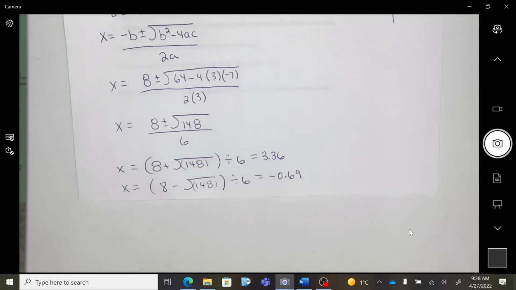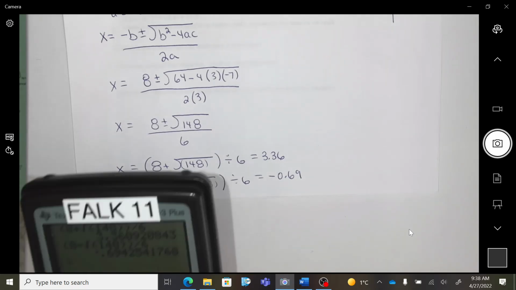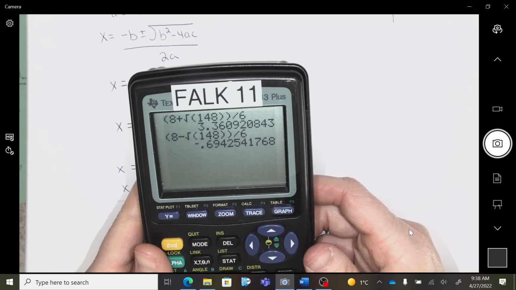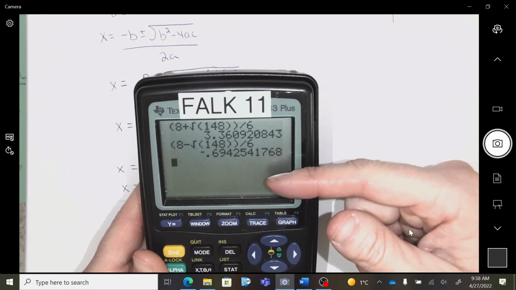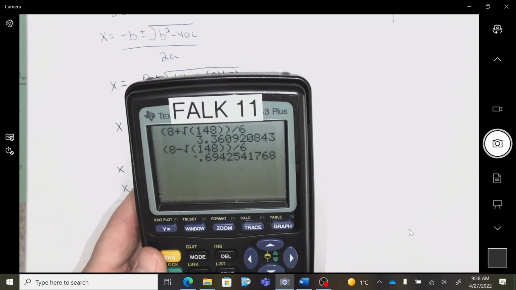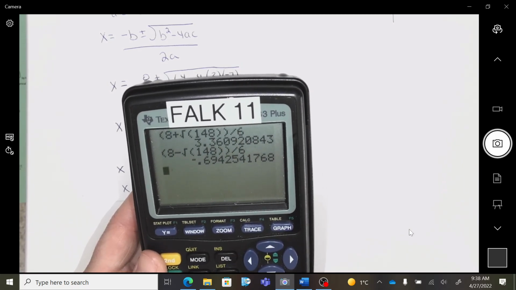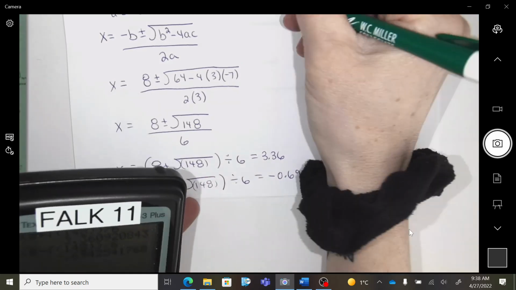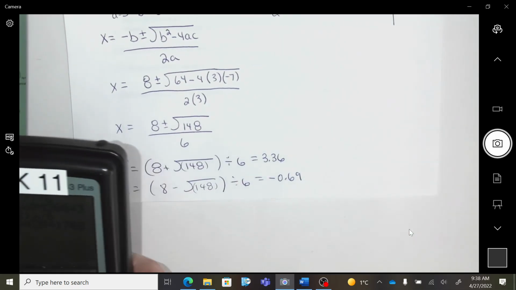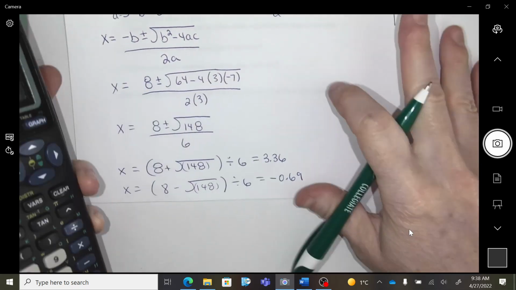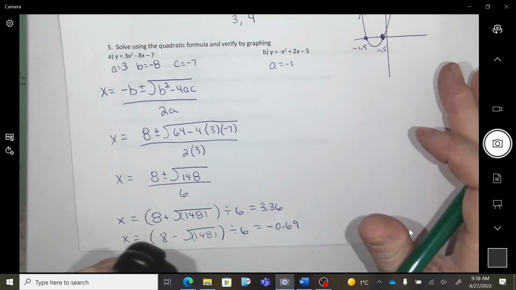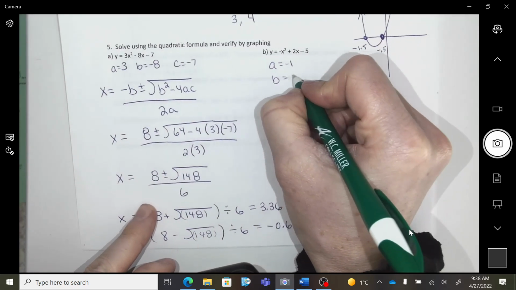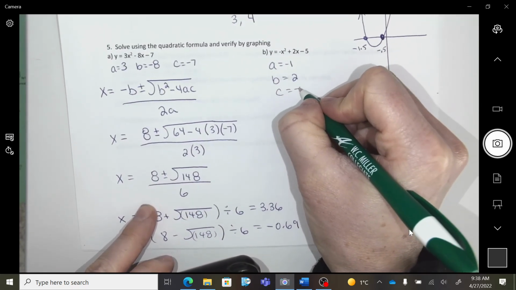Okay, so let's do one more of those. Okay, so everyone likes that. Did everybody find the second entry thing that came up? Okay, so here A is -1, B is +2 and C is -5.